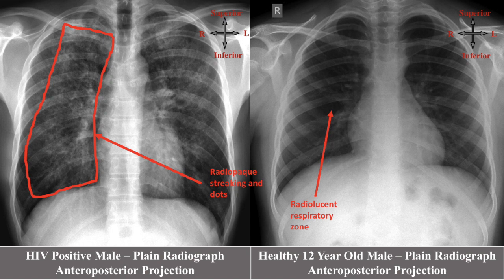In comparison to the previous patient, this anterior-posterior plain radiograph of a healthy 12-year-old male provides the same radiopaque visibility of the mediastinum, heart, and ribs in the thoracic cavity. In contrast, the radiopaque streaking, dots, and opacification of the perihilar region are not present. However, semi-radiopaque structures lateral to the mediastinum and heart are present, and these are the primary and secondary bronchi. In addition, the respiratory zone is completely radiolucent in the healthy patient, in contrast to the infected individual.